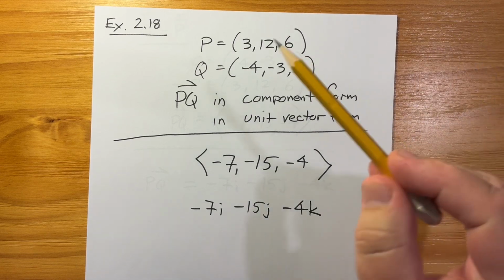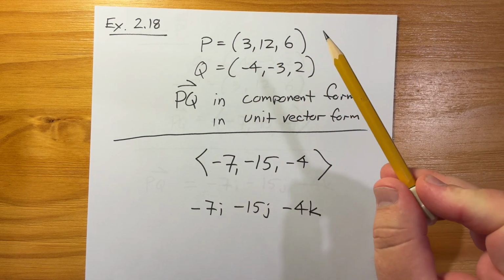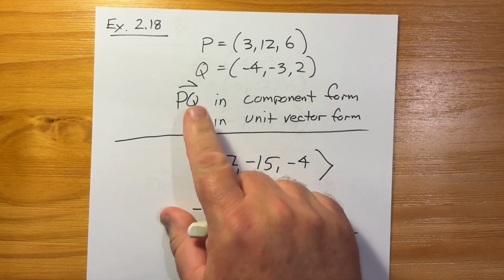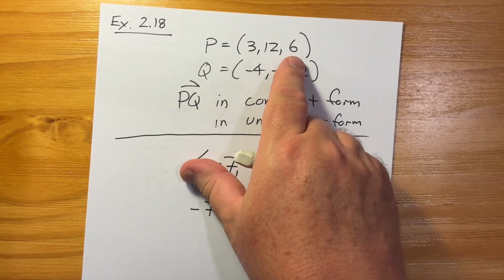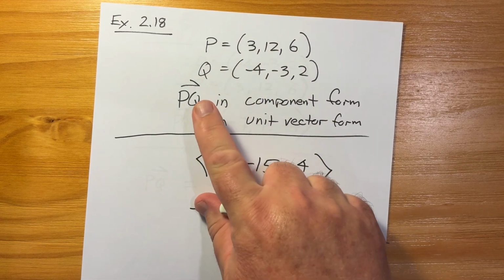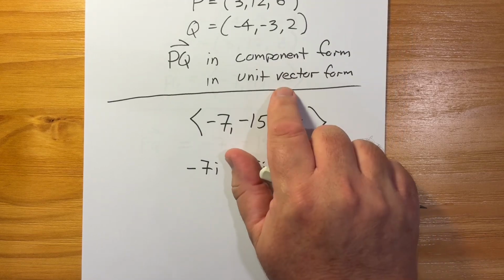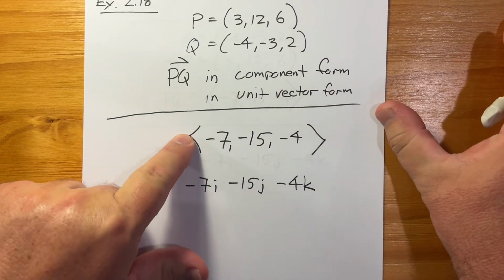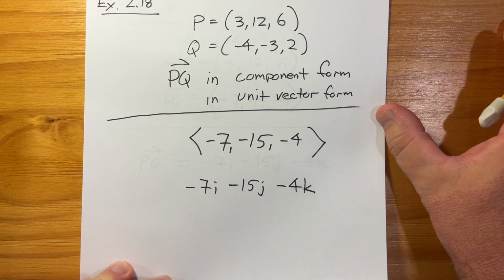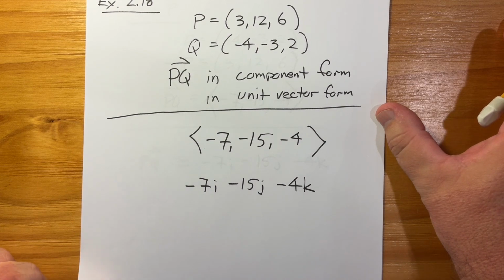So in this case, we have a point and another point, and then we have the vector connecting these two points. So this is the initial point, that's the terminal point. We want to write a vector PQ in component form and unit vector form. So there's our answer. And how do we get there?